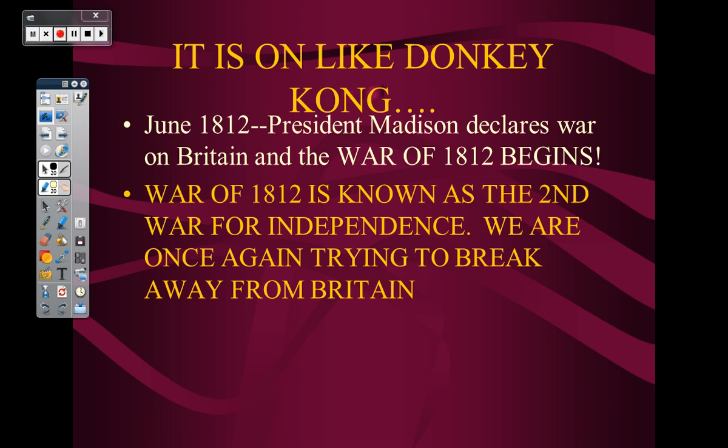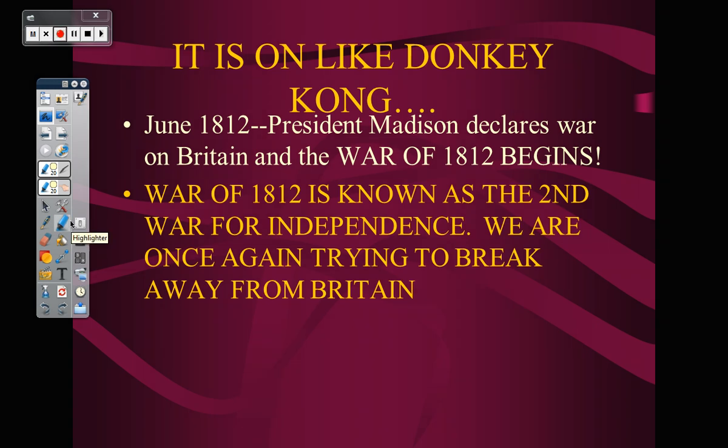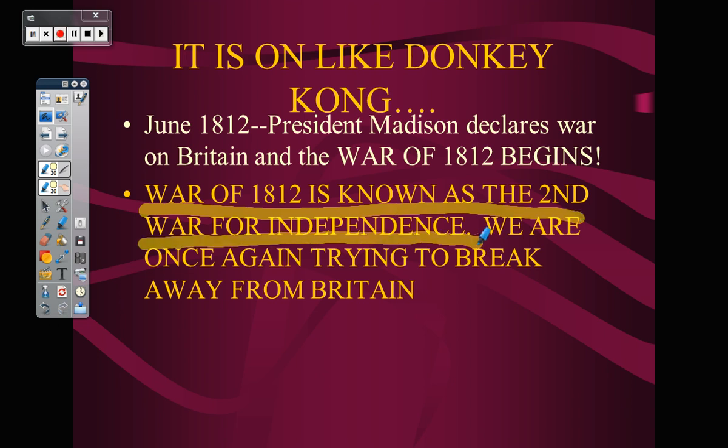Okay. So, June 1812, you need to be sure you get down. June 1812, Madison declares war and the War of 1812 begins. The other thing that you need to be sure that you get down is that it is also known as the Second War for Independence. Because we do. We have to essentially fight for our independence twice. Because this is Britain saying, sure, you beat us the first time. Now let's see what you can do with no help.